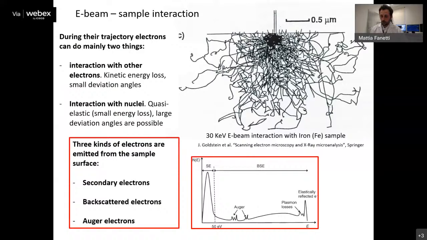Okay. So, as I said, out of this interaction that we tried to describe very briefly, we have 3 kinds of electrons: the secondaries, the backscattered, and the Auger. Secondaries are this, Auger are these, I will speak a bit about later, and the backscattered are all these electrons from elastically to, let's say, 50, 100 eV. Okay. Let's go briefly through what they are.